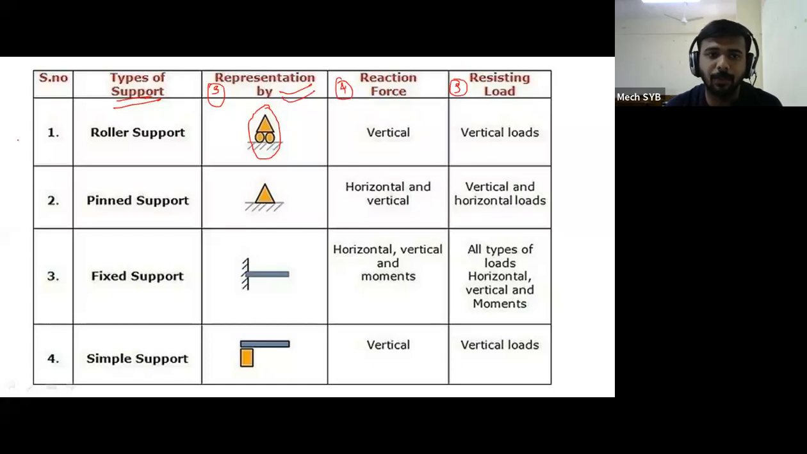So what is the first support they have given? Support number 1, which is called a roller support. So why is it called a roller support?